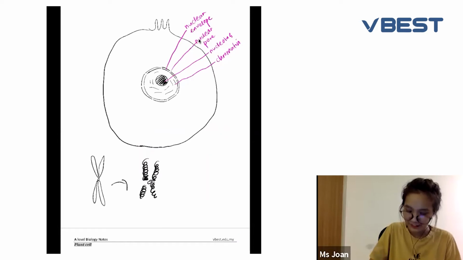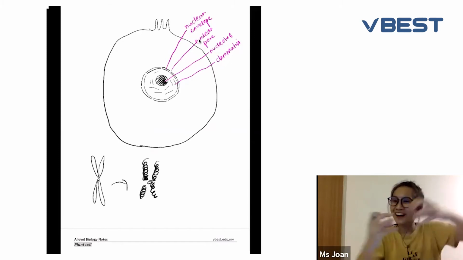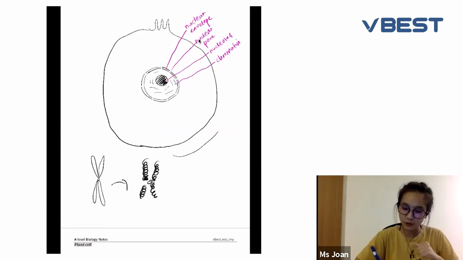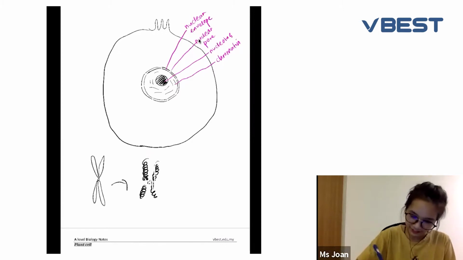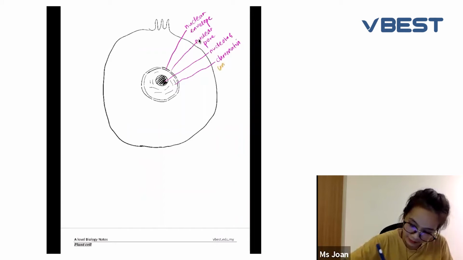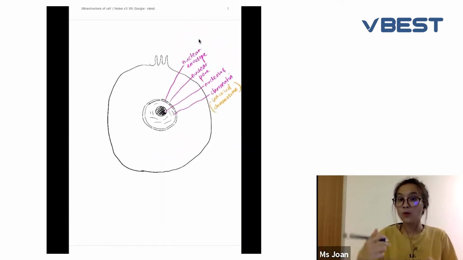If you zoom in, you will see something like this. You coil the DNA, you get the chromosome. If you uncoil them, if you pull them up or straighten them, you will get your chromatin. So the chromatin is the uncoiled chromosome. Alright, done. You can add the description at the bottom. I write down for you guys: chromatin is uncoiled chromosome.